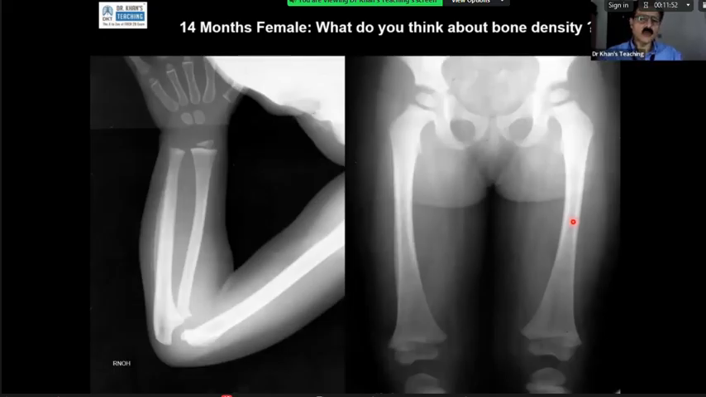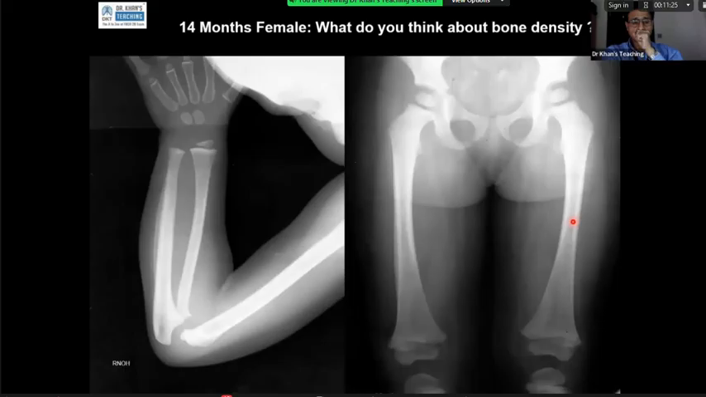What do you think about the bone density, first of all, in this case? Do you think it is increased or not increased? I think it is increased. Right. So you are right, because it is not projecting very well, so I just wanted to confirm that it is increased. So it's a 14-month-old female. The bone density is increased. Any other finding?